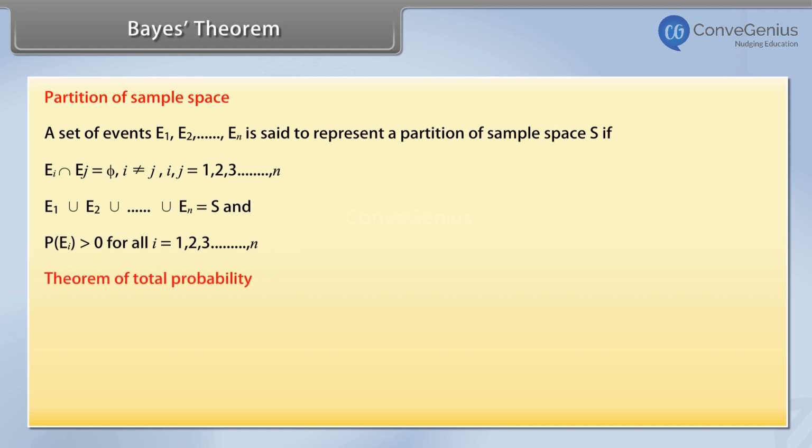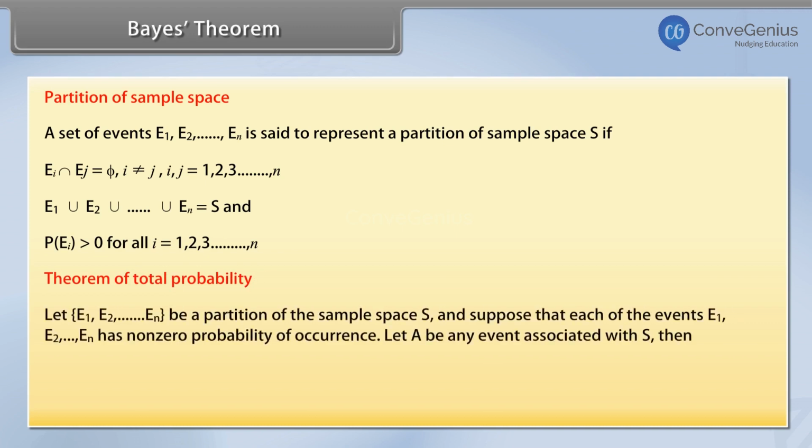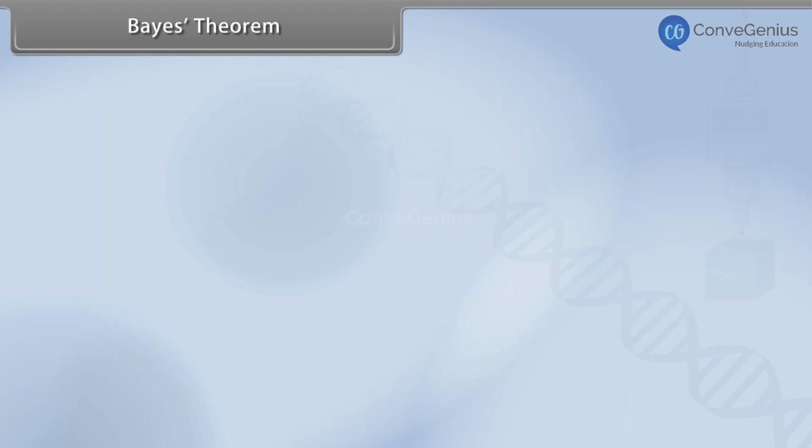Theorem of total probability. Let E1, E2 up to En be a partition of the sample space S, and suppose that each of the events E1, E2 up to En has non-zero probability of occurrence. Let A be any event associated with S. Then, probability of event A is equal to summation from i equal to 1 to n of probability of Ei into conditional probability of A given Ei.